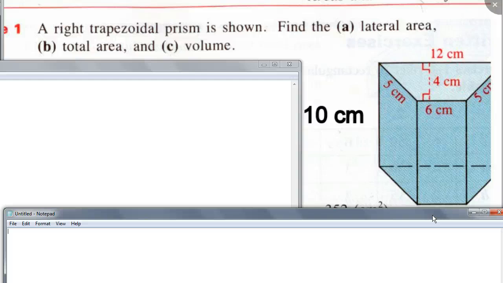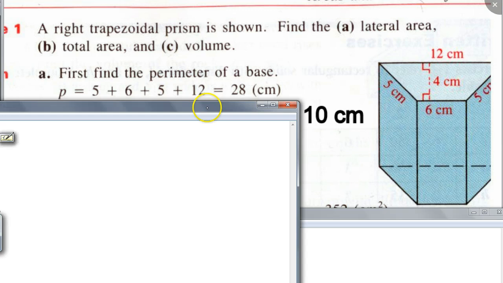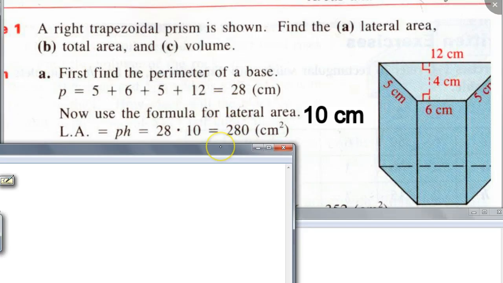So, let's look at the first, the lateral area. Now, to find the lateral area, what is the thing that you have to find first? Using the formula, it is the, very good, perimeter. So, you just add 5, 6, plus 5, 12. What do you get, guys? Okay, 28. So of course, if the perimeter is 28, and if the height of this prism is 10, everyone should know then the lateral area is nothing more than 280. Okay, and of course, centimeter squared. Any question? Easy enough.